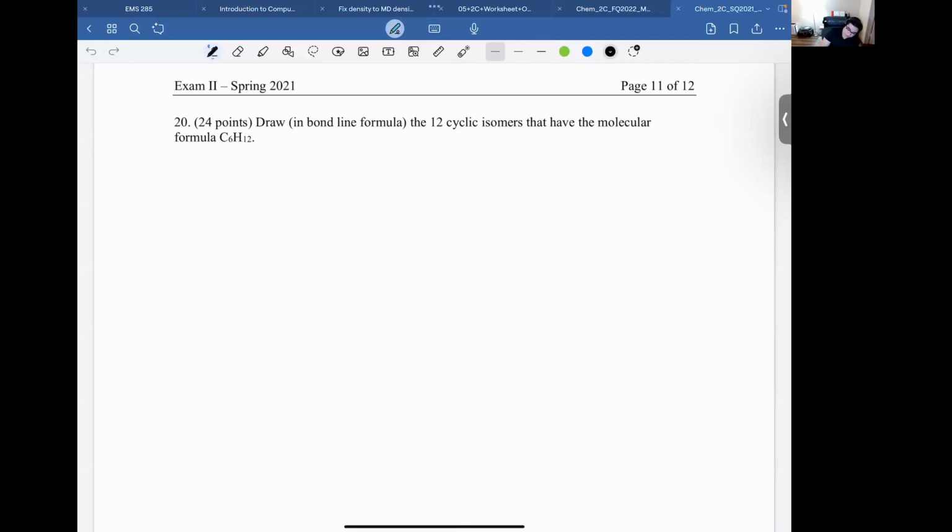So there's different types of rings you could have here with 6 carbons. You can have a 3-membered ring, which is a triangle. You can have a 4-membered ring, which is a square. You have a 5-membered ring, which is a pentagon. You can have a 6-membered ring, which is a hexagon, and that's all we can go to, right? Because you can't have a 7-membered ring with 6 carbons. You can't have a 2-membered ring.